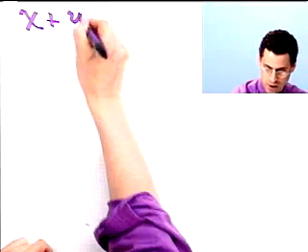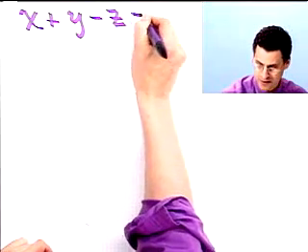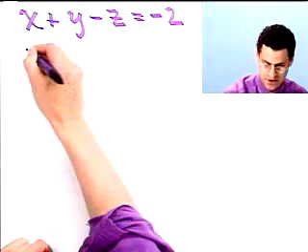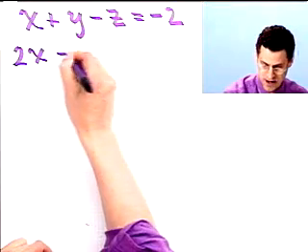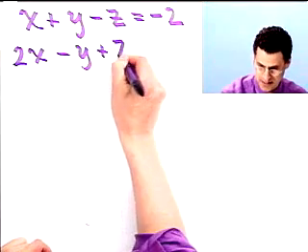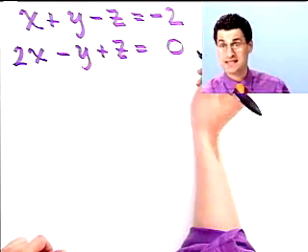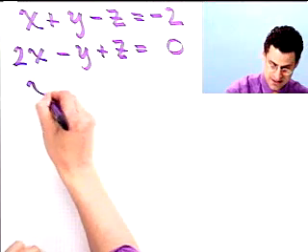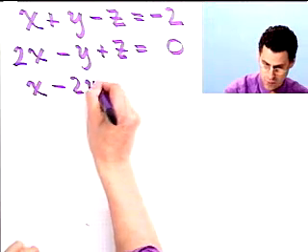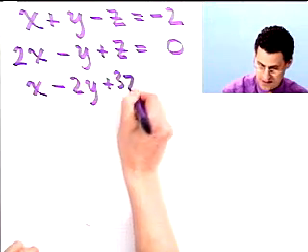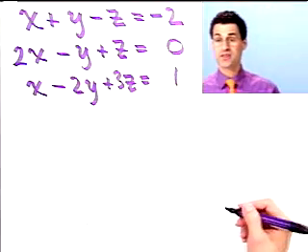x plus y minus z equals -2. There's the first equation. 2x minus y plus z equals 0. That's the second equation. And the last equation is x minus 2y plus 3z equals 1. There's the third equation. And I want to solve this system, find the x, y, and z where they all meet up, where they all intersect, using Cramer's rule.